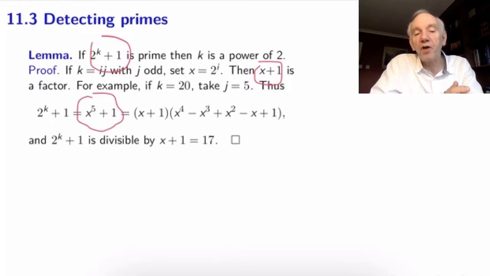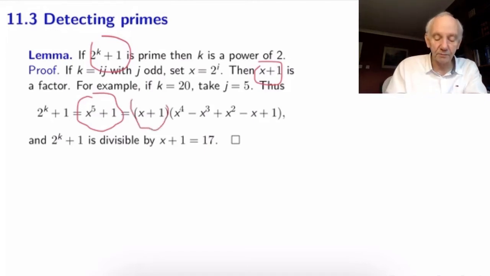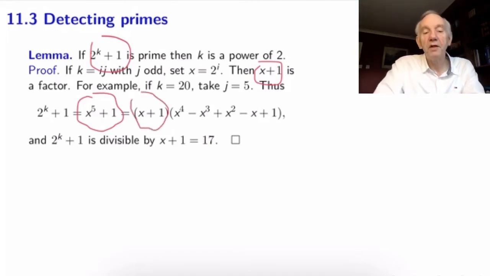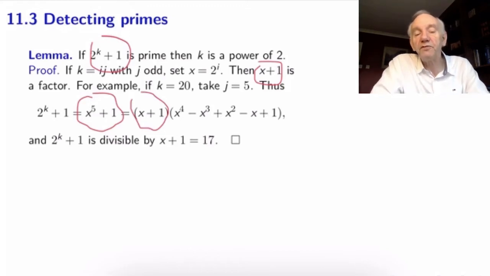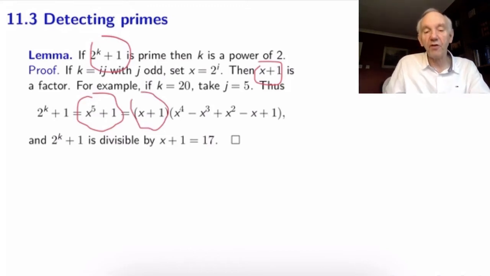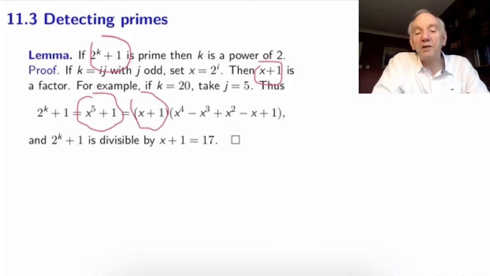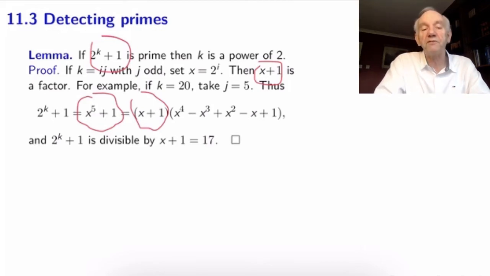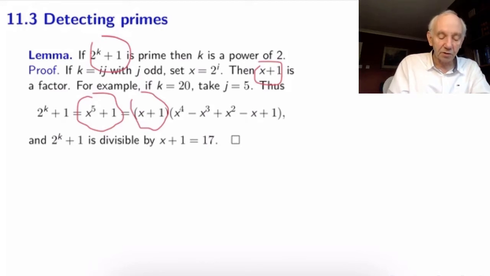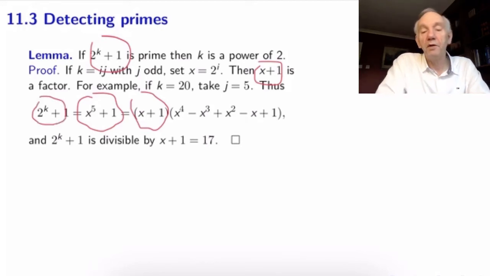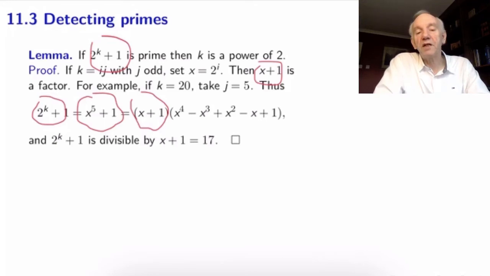So that's where the oddness comes in. So x to the 5 plus 1 has x plus 1 as a factor. I don't really know what the rest is, but of course if you want to know, it's just the alternating sum of these remaining powers. x plus 1 is a factor, but that proves my claim, because x plus 1 is actually, in this case, 16 plus 1, 17. So 17 is a factor of 2 to the 20 plus 1. That proof will work in general whenever k has an odd factor. So that's an interesting result.